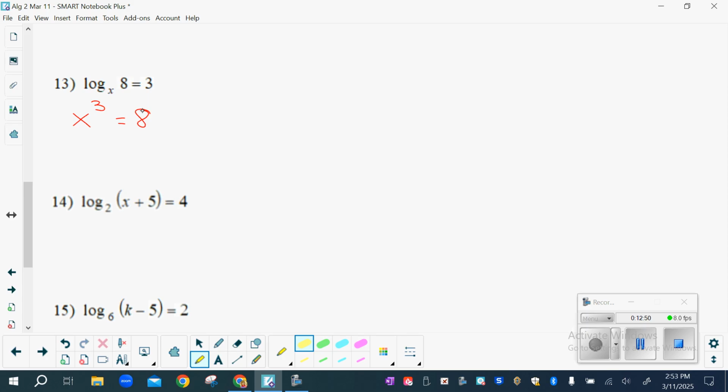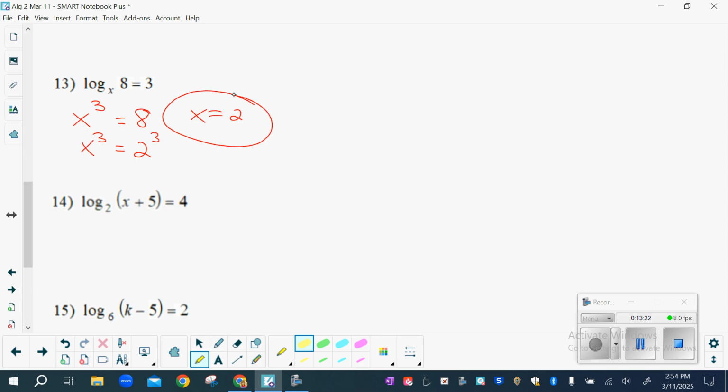So what do we want to do next to solve that? Well, what we want to do is we want to figure out what that base is. So we want to say, what to the third gives us 8? It's 2 to the third, that's right. So x to the third equals 2 to the third. So now we know our exponents are the same. So then our bases are the same. So x is equal to 2. Does that make sense?